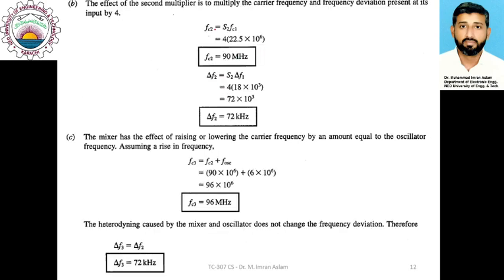So if you want to find the carrier frequency at stage 2, it will be 4 times the carrier frequency at stage number 1. This comes out to be 90 megahertz, multiplying 4 by 22.5. Similarly, the frequency deviation at stage number 2 will be 4 times the frequency deviation at stage number 1, which is 4 into 18, which comes out to be 72 kilohertz.